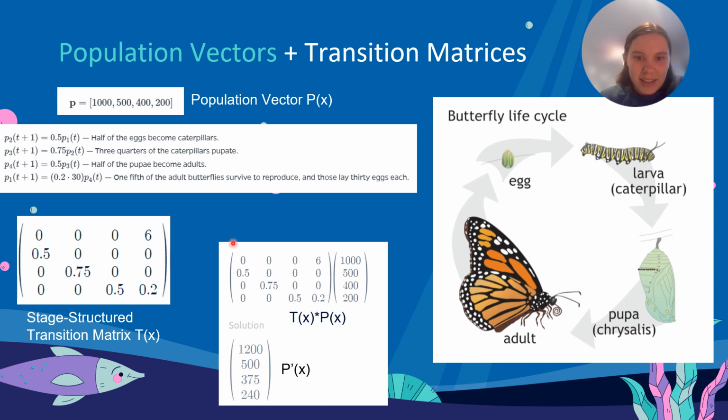Just looking here, this is just 1 year out because we're not raising the transition matrix T of X to any power. Then we're multiplying by P of X, the initial population vector, and getting P prime of X, which is right here. So we can see how that population changed.